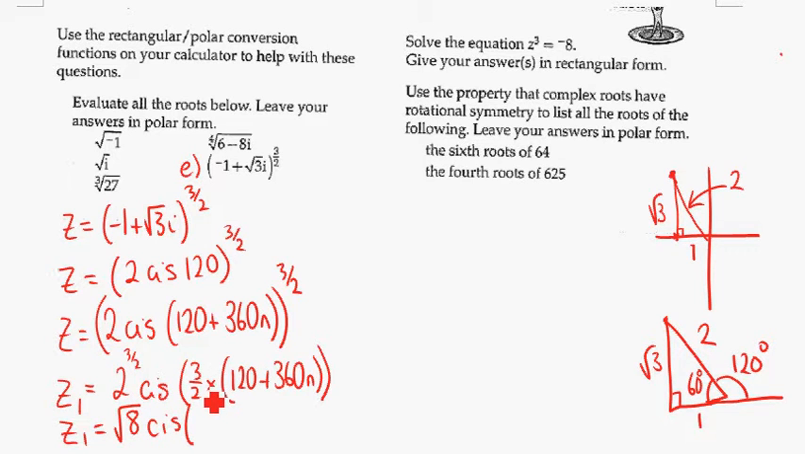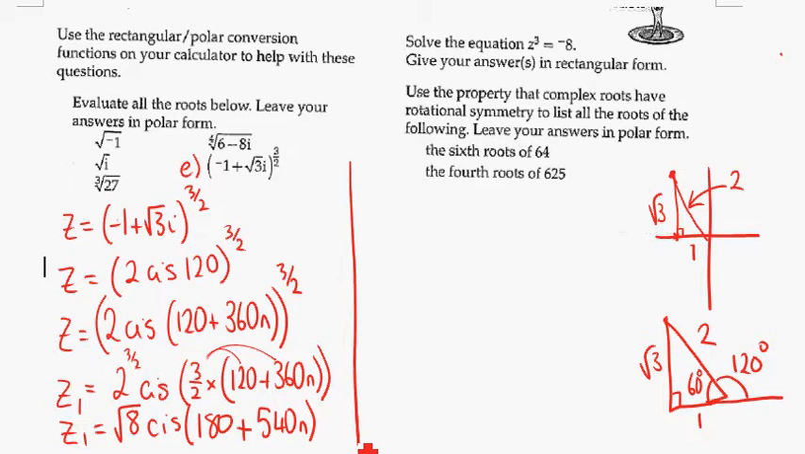Now we need 3 over 2 times 120, and that equals 180, plus 3 over 2 times 360n, which gives me a big number like 540n, which isn't looking very promising, so we'll just have to see whether that's going to give me what I want. Now we start substituting values for n. So if we let n equal 0, I'll get z1 equals root 8 cis, and 0 in there would give me root 8 cis 180. So that's one possible solution.